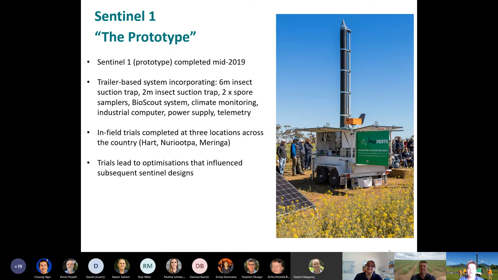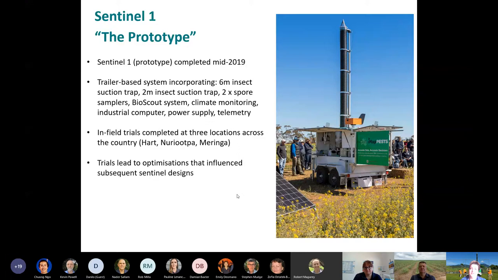So as I mentioned before, this is the prototype. It's got the 6 meter insect suction trap, the 2 meter, the bioscout, and so on and so forth. We've had a few trials so far, one at Hart, that grains-based site, one at Nuriutpa, which is in the Barossa Valley, so a viticulture site. And then it travelled all the way up to Cairns for a trial at the Moringa site for Sugar Research Australia. But all of these trials enabled us to gain a lot of insight into the operation and functionality of this unit, and that's enabled us to optimise future designs for the other sentinels.